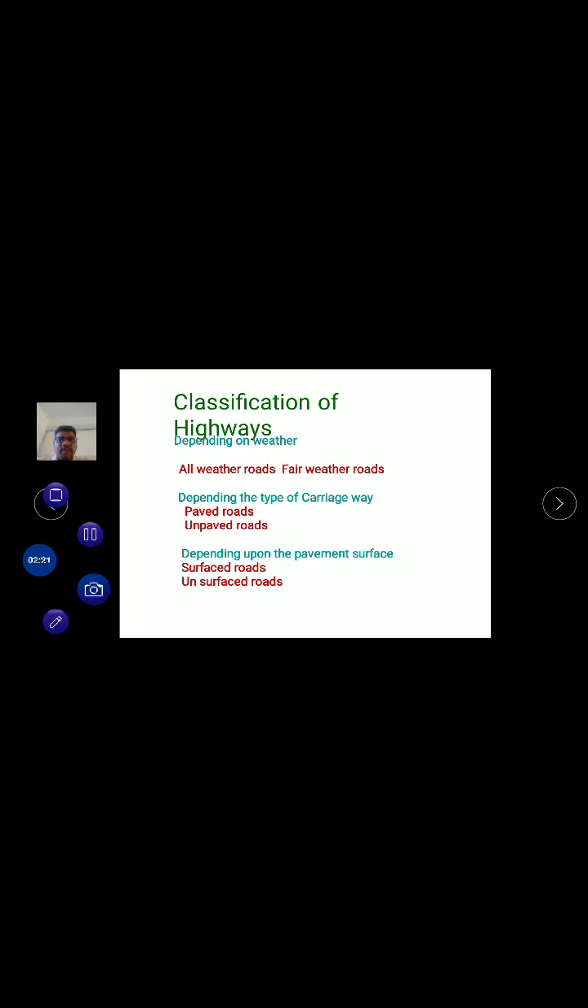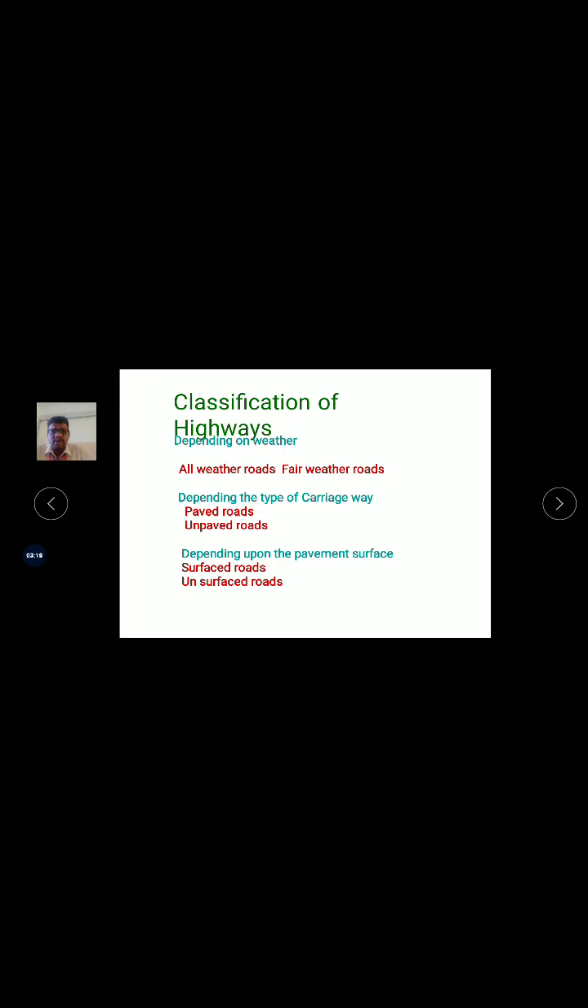The second one is depending upon the type of carriageway, and the carriageway is the road on which vehicles travel. The carriageway is the way where vehicles or something else travel, with dimensions, it might be 3 meters. These all come under the travel way. Based on the carriageway, one is paved roads and the other is unpaved roads. Paved road means it has a smooth finishing, called bitumen roads, whereas unpaved road might be a wet mix, a combination of sand and stones, or coarse aggregates. These all come under unpaved roads.